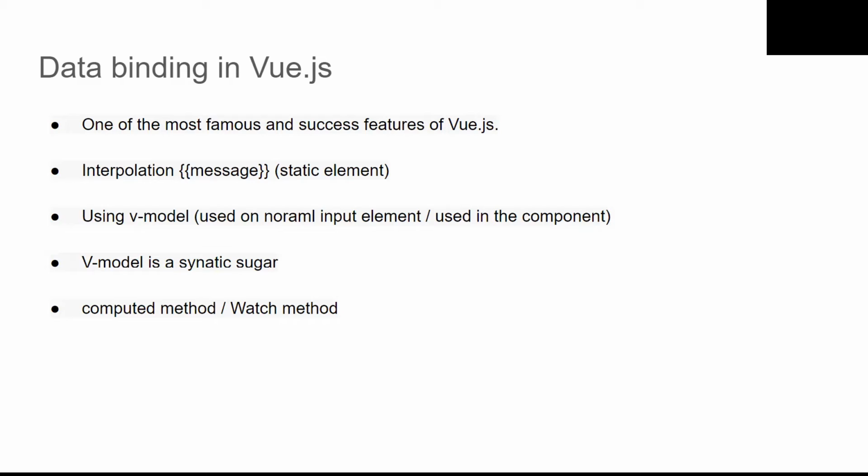User can create a parameter in the data part of Vue instance, for example, called messages, and messages value can be imported into the front-end page through double brace. Since it cannot be changed on the front end, this is mainly used for static elements. It can be also used in Vue model for input element or in the component. And Vue model is actually a syntactic sugar I will introduce in next slide.